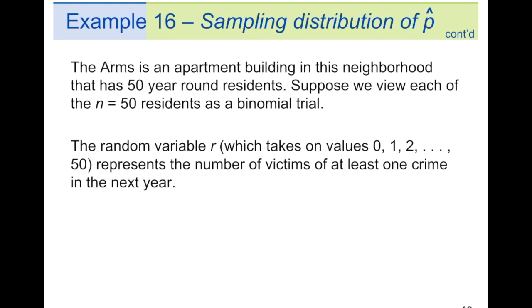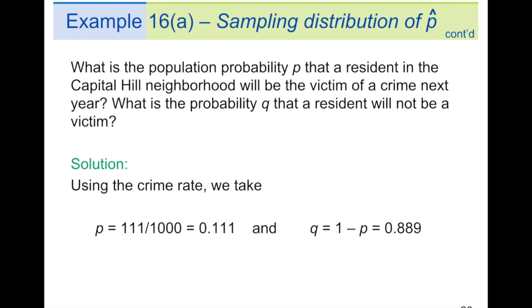The random variable r, which takes on values 0, 1, 2, all the way up to 50, which is n, represents the number of victims of at least one crime in the next year. What is the population probability p that a resident in the Capitol Hill neighborhood will be the victim of a crime next year? What is the probability q that a resident will not be a victim? Using the crime rate, we take p equals 111 divided by 1,000, which is 0.111, and q equals 1 minus p, which is 0.889.